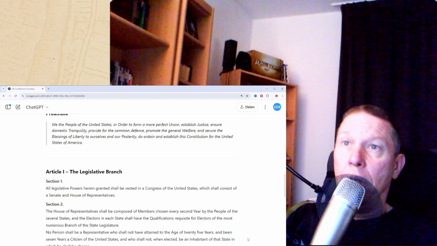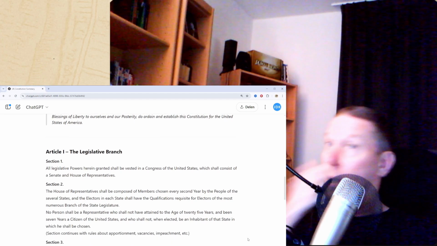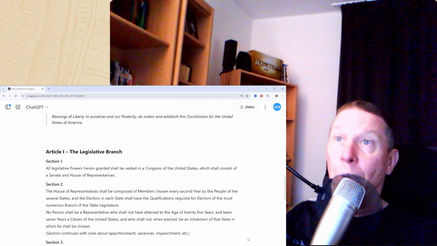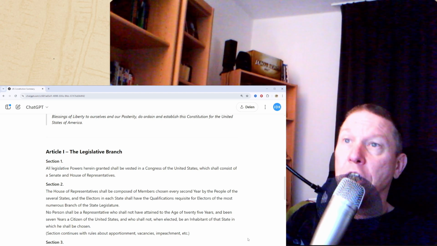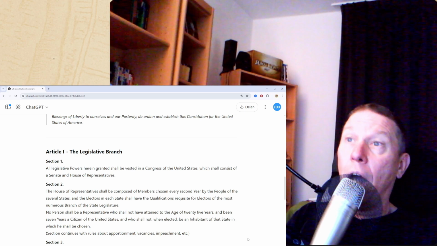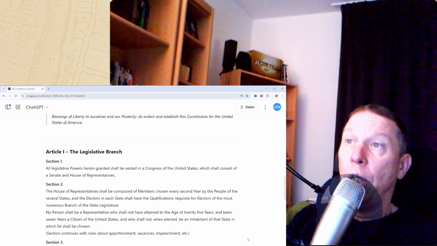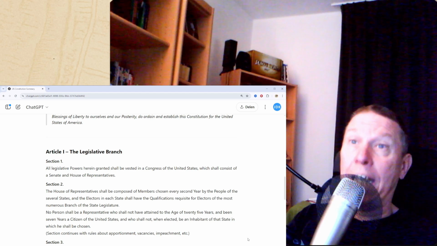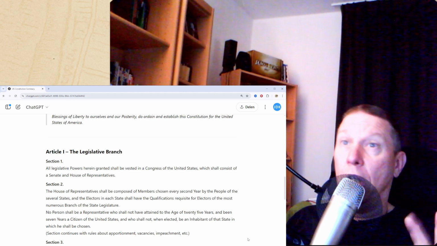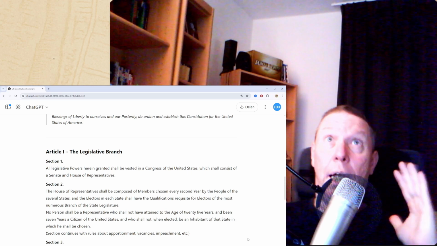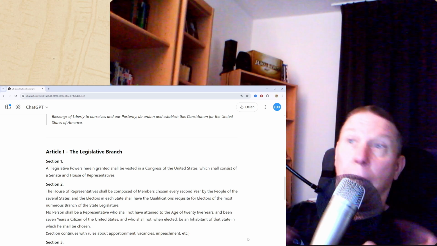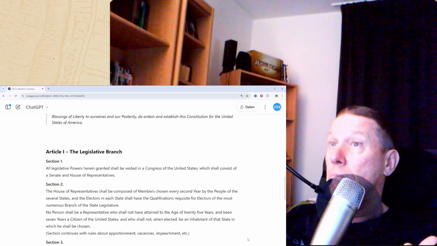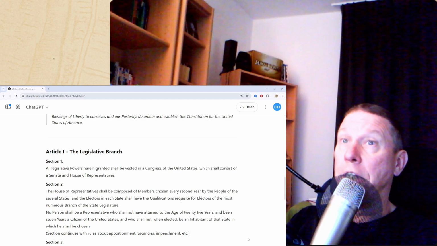And then we have Article 1, the legislative branch. All legislative powers herein granted shall be vested in a Congress of the United States, which shall consist of a Senate and a House of Representatives. So we have a Senate and a House of Representatives, those two powers that together form the Congress of the United States.